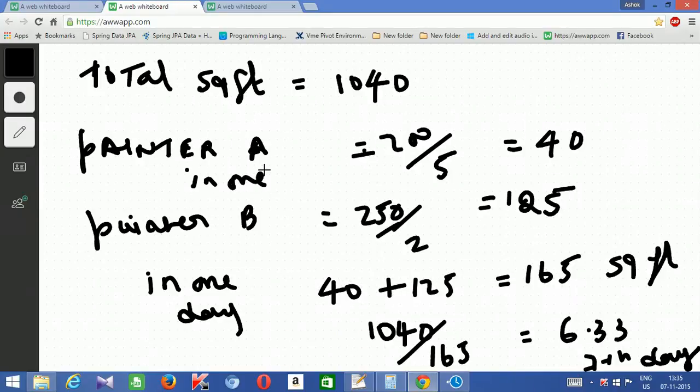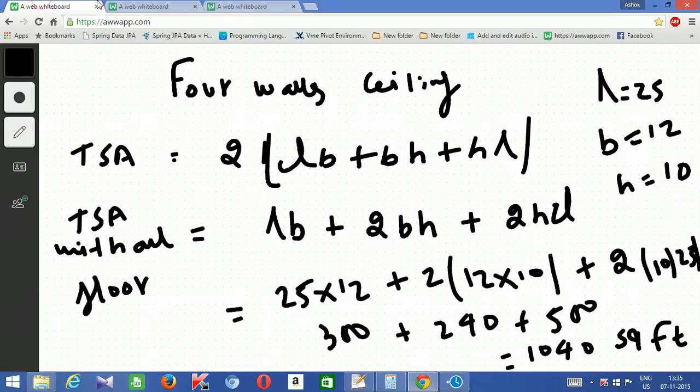Now what I am trying to do here is find the amount of work done by painter A and painter B. The total amount they are capable of painting in one day is 165 square feet. So 1040 square feet, if they both work together, they will complete in 7 days. Okay. All right.